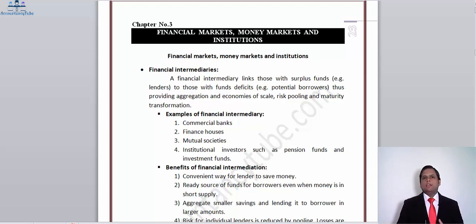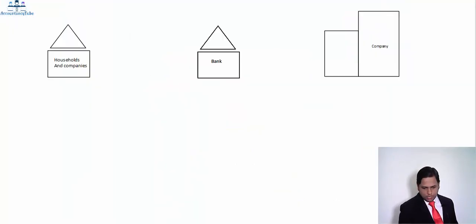This results in economies of scale in terms of finance, in terms of money, and also risk pooling and maturity transformation. It is best understood if I put that in a chart. I've already drawn a couple of houses. The best and simplest form of financial intermediary is a bank. Here we have a bank in the center.